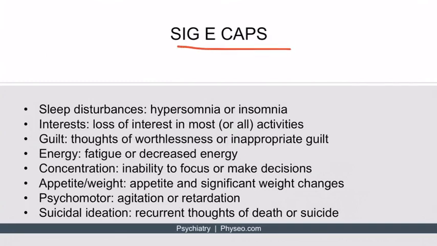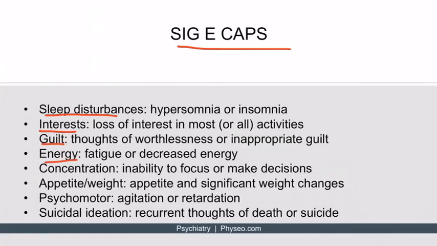Let's start with the letter S, which stands for sleep disturbances. This can include a history of either hypersomnia or insomnia nearly every day. I is for interests and represents a lack of interest in most or all activities. For example, a person may have previously enjoyed spending time with family or going on bike rides and now finds no pleasure or has no interest in these activities. G is for guilt and is characterized by overwhelming feelings of guilt or worthlessness. Next is E for energy, where there is noticeable fatigue or low energy in the patient.